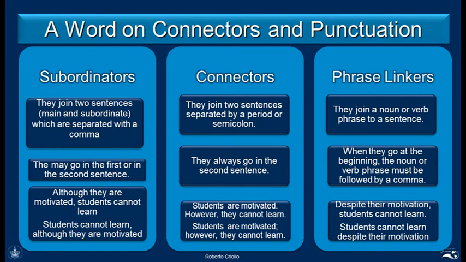So in this case, we do not use a comma. So it is very important that you remember this appropriate punctuation and the kind of words or phrases or sentences that each of these linking phrases and expressions are going to be used with. We have subordinators, we have connectors, and we have phrase linkers. In the table that I showed you before, I show you the appropriate punctuations so that you have a little clue of how you can use them.